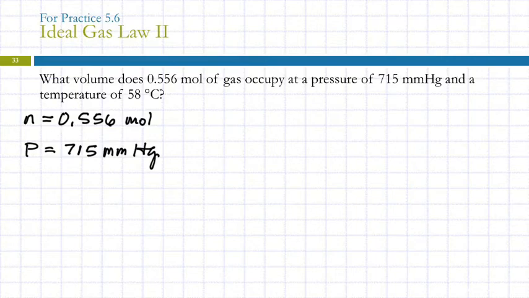715 millimeters of mercury, temperature equals 58 degrees Celsius. Is degrees Celsius an okay unit to use for the temperature? No, it's not. We need to convert that to Celsius. I'm sorry, to Kelvin. So we're going to add 273. And that'll be 331 Kelvin.